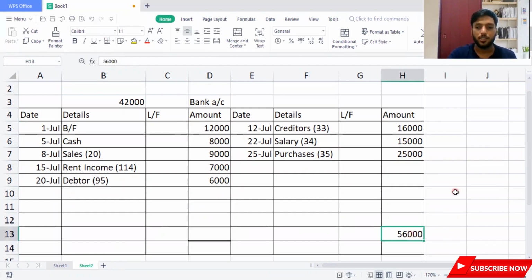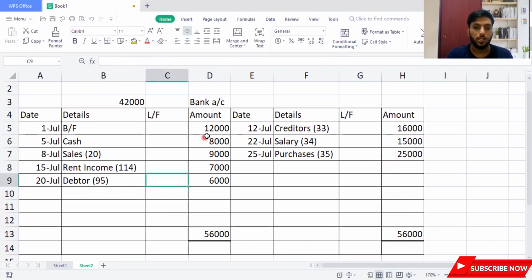Now you can see that the credit side is high, which means you have issued checks for more than the money in the bank account, which is not good for the business. Actually, this is where the overdraft happens. When you have an overdraft, how do you record this? That's what I'm going to teach you. So these three values add up to 56,000. Here also I'll record it as 56,000.